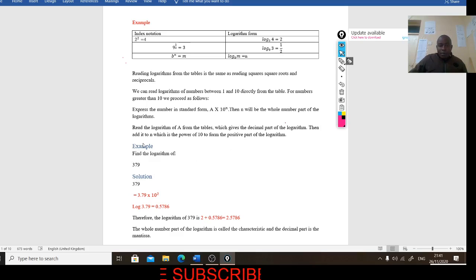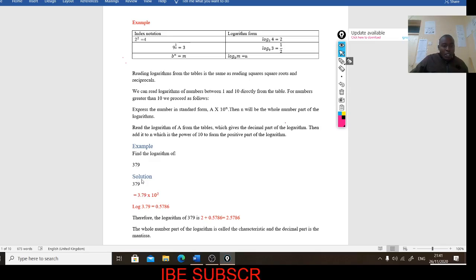For instance, find the logarithm of 379. How can we read the logarithm of 379 from the table? The first thing we do is write it in standard form, because it is not between 1 and 10, and we cannot read logarithms of numbers outside 1 to 10 directly from the table.